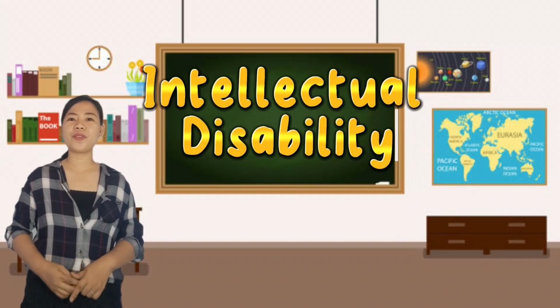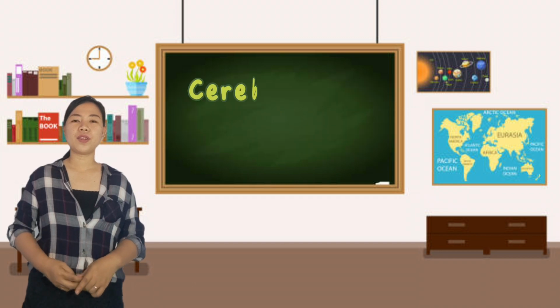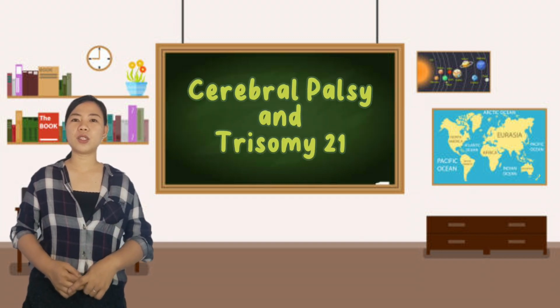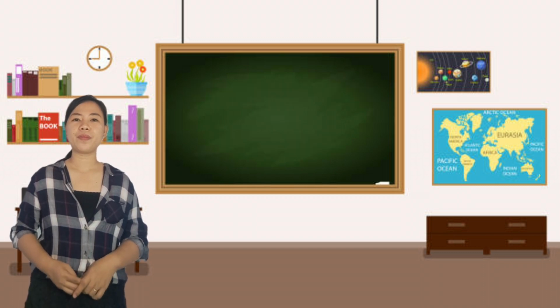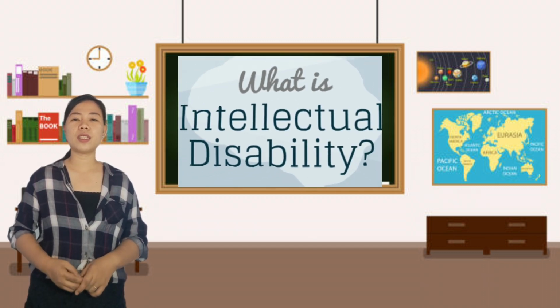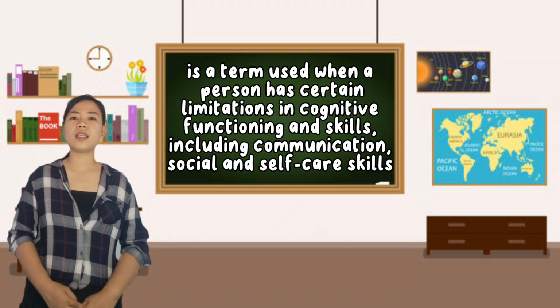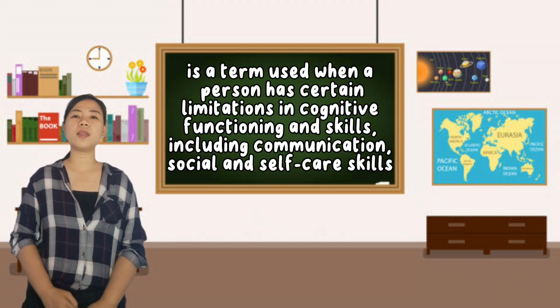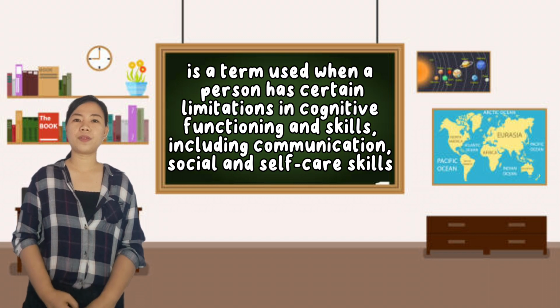There are many kinds of intellectual disabilities, but in this video, I will focus on cerebral palsy and trisomy 21, also known as Down syndrome. So, what is intellectual disability? Intellectual disability, or ID, is a term used when a person has certain limitations in cognitive functioning and skills, including communication, social, and self-care skills.